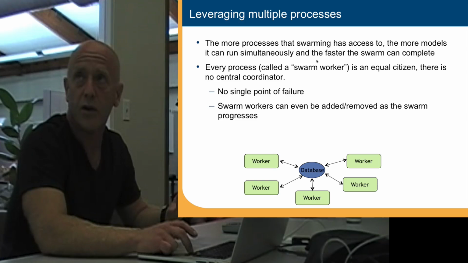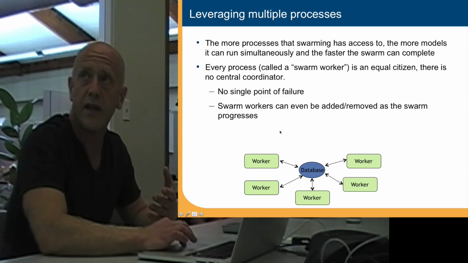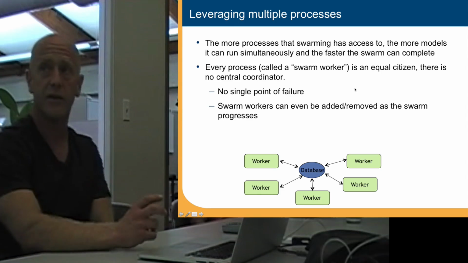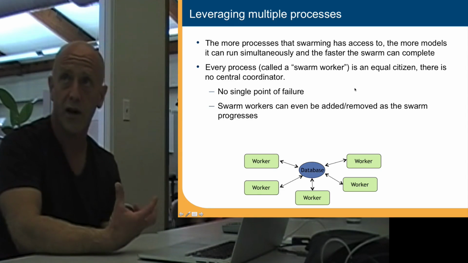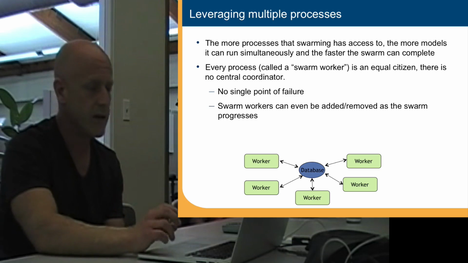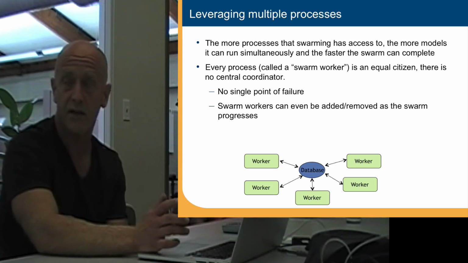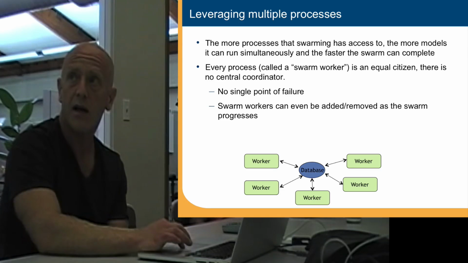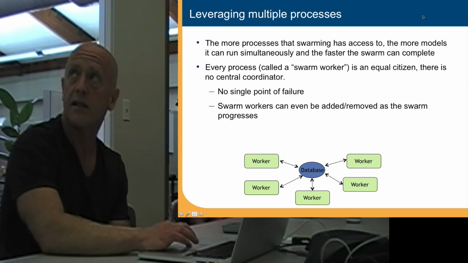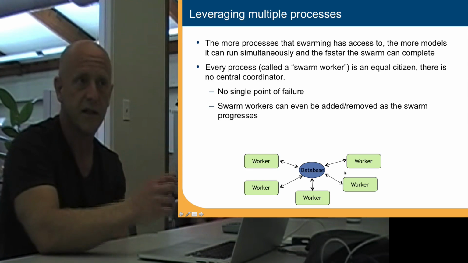Nomenclature. Every process we're calling a swarm worker, and the way things are architected, each swarm worker is an equal citizen, and there's no central coordinating process. So one of the benefits of this design is there is no single point of failure. These workers can actually come in and leave in the middle of a swarm, and it'll still continue running.